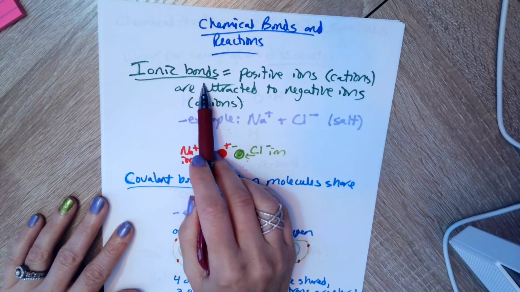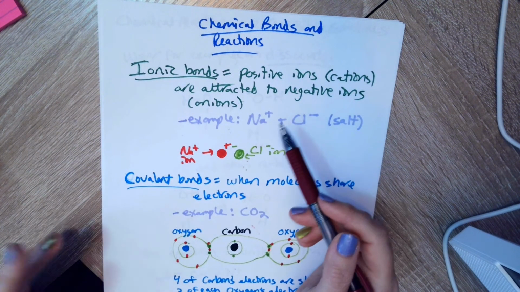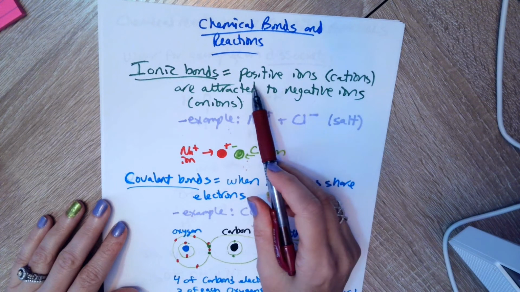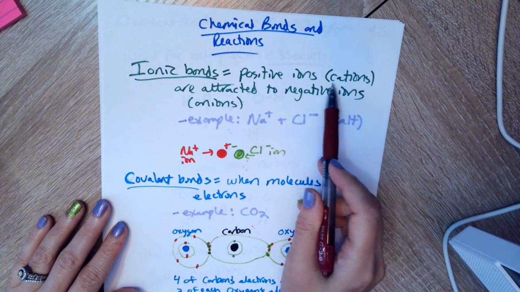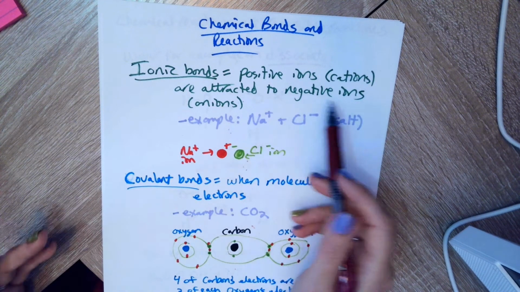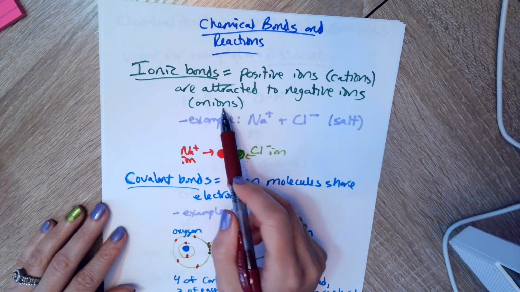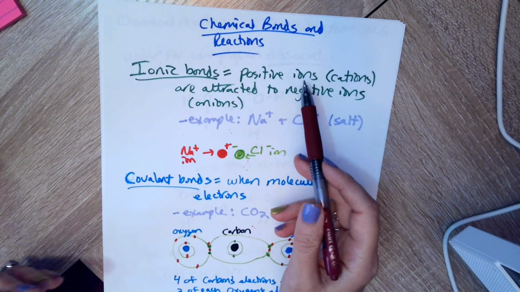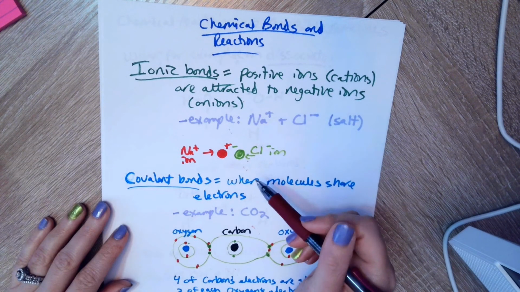Ionic bonds have to do with positives and negatives being attracted to each other. So positive ions are called cations, and they are attracted to negative ions, which are called anions. But two positive ions would repel each other, and two negative ions would repel each other.